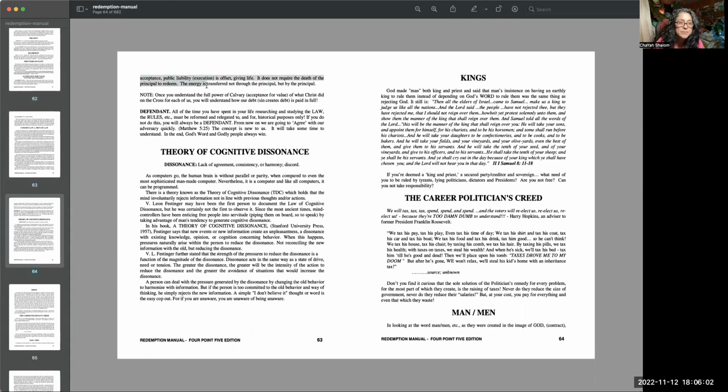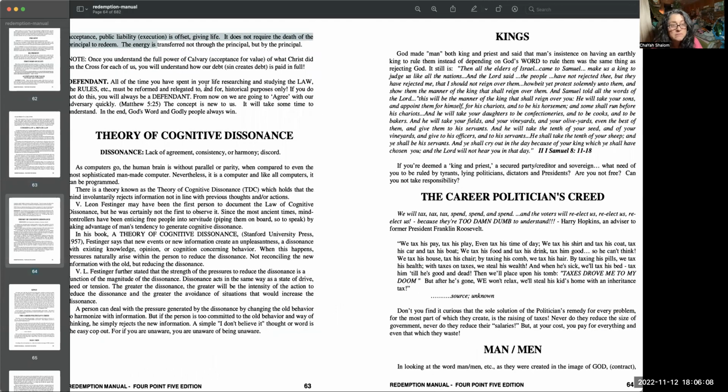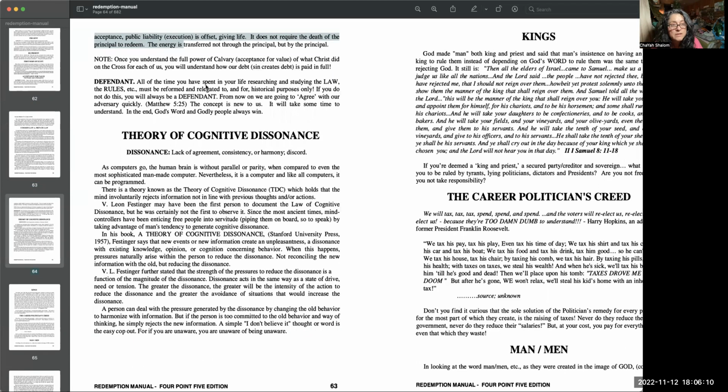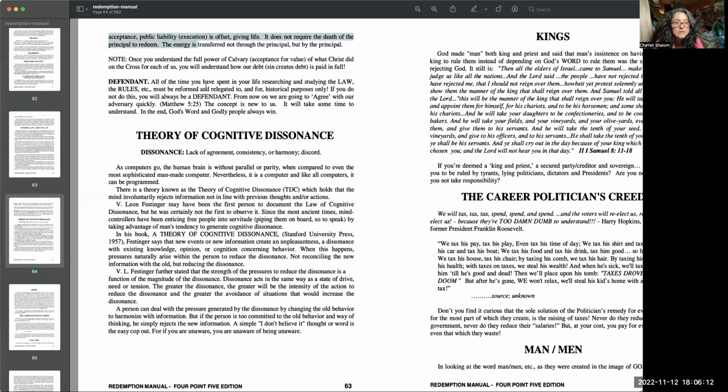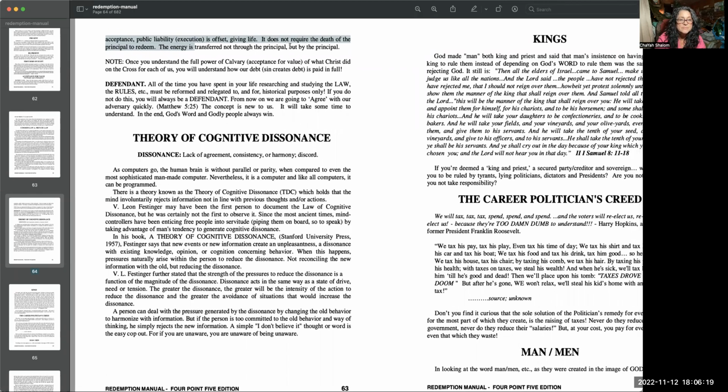Acceptance, public liability. Execution is offset. Giving life. It does not require the death of the principle to redeem. The energy is transferred not through the principle, but by the principle. Okay.